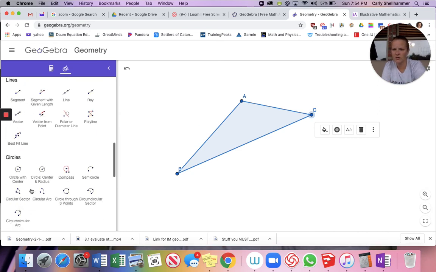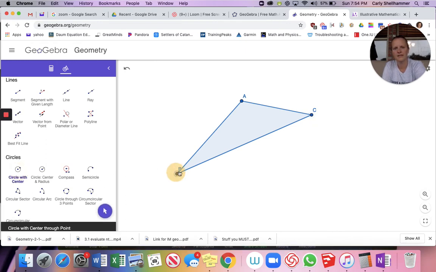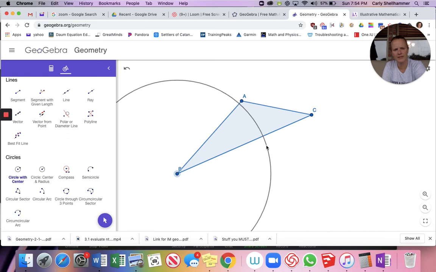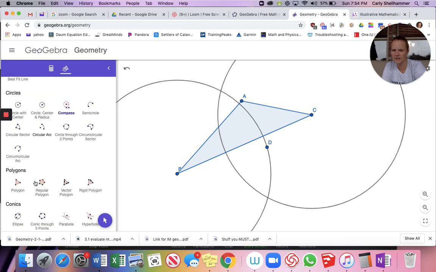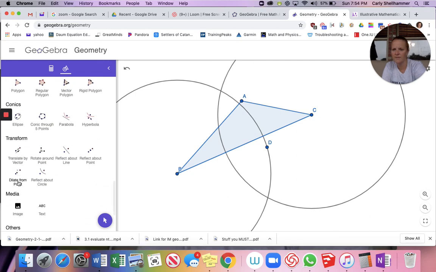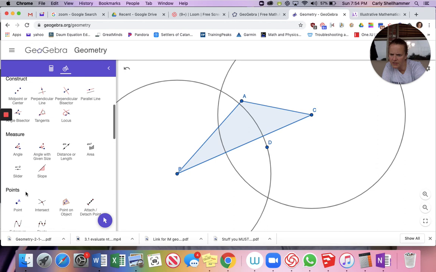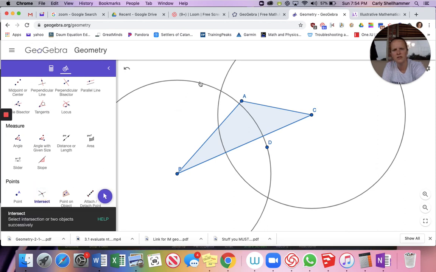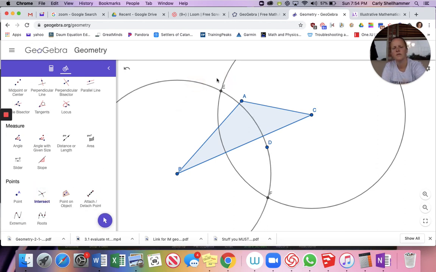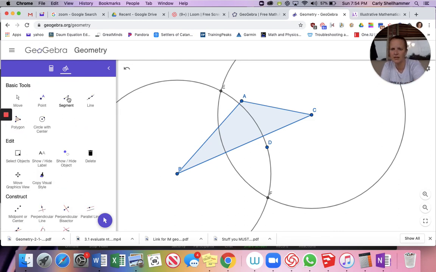So I want to draw a circle, and BC is my longest side. I need to go past the midpoint, and I have to copy this circle and put it at C. Now where these intersect is where my midpoint is. Let me find the intersection. I want to mark those intersections. So this is how we would do it if we had a compass and straight edge in the classroom.